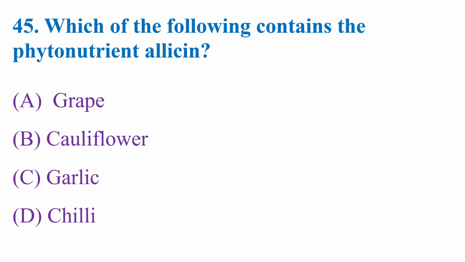Which of the following contains the phytonutrient allicin? Over here, phytonutrients, we know, are the natural compounds in plants that protect us from various diseases, illness, pests. They have good anti-inflammatory properties. They boost our immune system. So over here, grape contains resveratrol, not allicin. Cauliflower contains glucosinolates.